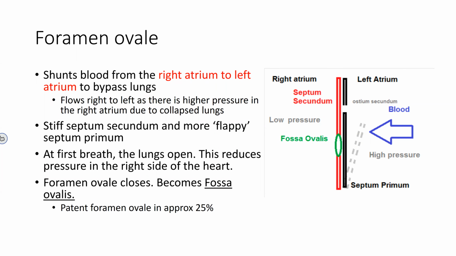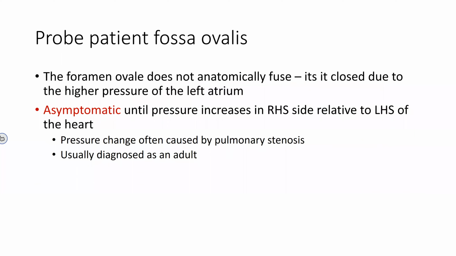So when the baby is born, at the first breath, the lungs open, and that reduces the pressure on the right side of the heart, which means that the foramen ovale essentially closes and becomes the fossa ovalis. But it doesn't have an anatomical closure until a few days later, and in some people it never closes anatomically, and it's just the pressure balance keeping it closed.